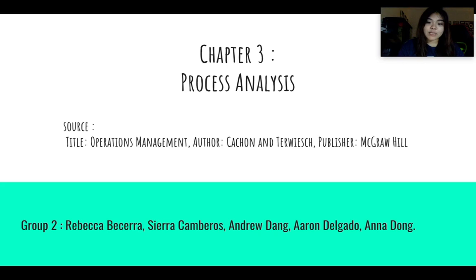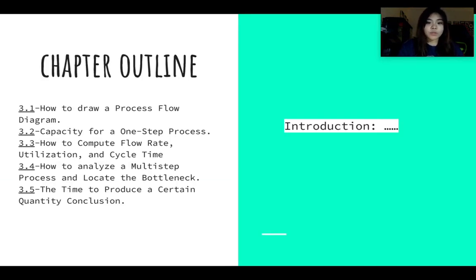My group and I will be presenting on chapter 3, the process analysis. In this chapter, we're going to go over how to begin an operation by drawing the process flow diagram and capacity for a one-step process. We're going to see how to compute a flow rate, utilization, and the cycle time. We're going to see how to analyze a multi-step process and locate the bottleneck. And finally, we're going to see how to calculate the time to produce a certain quantity.